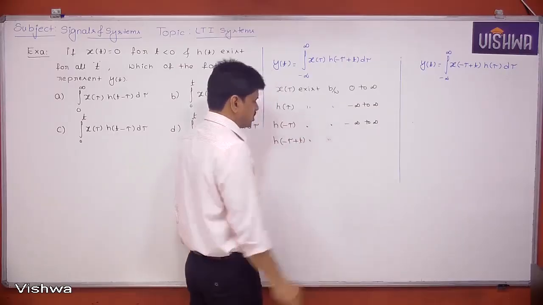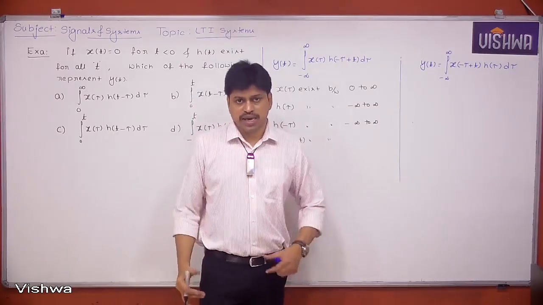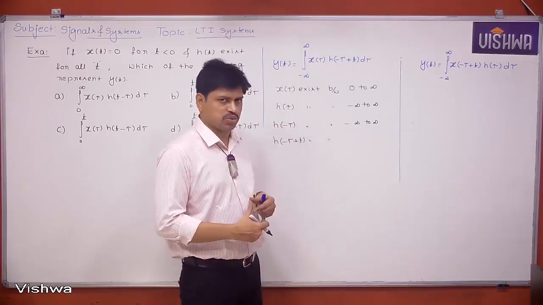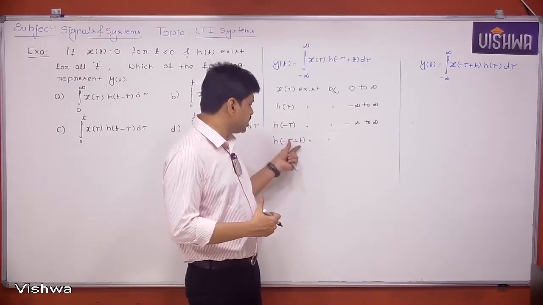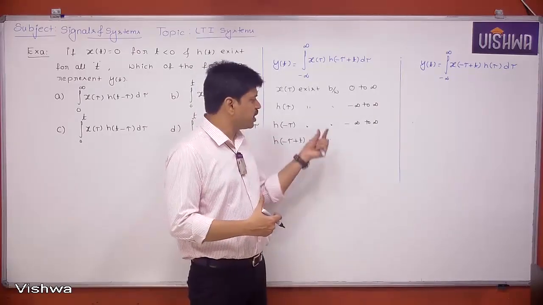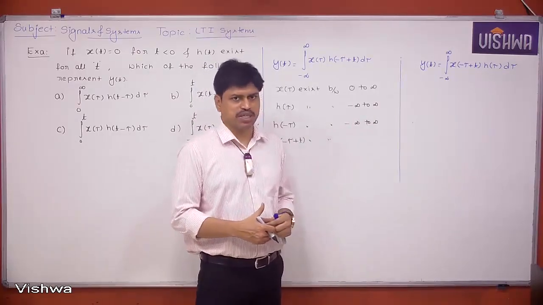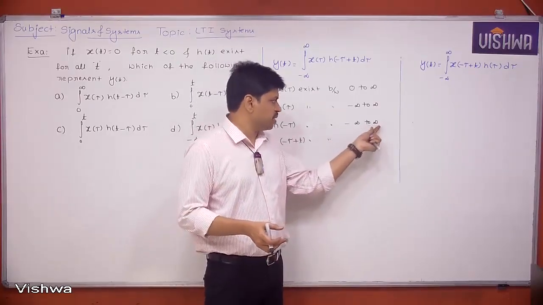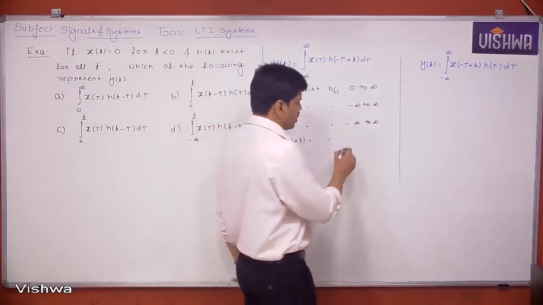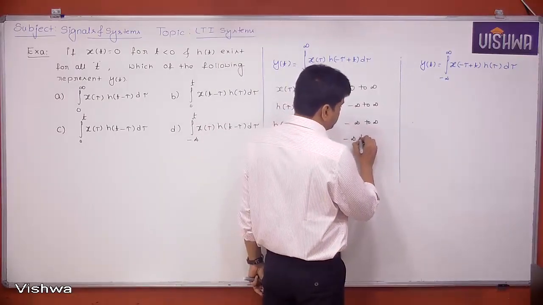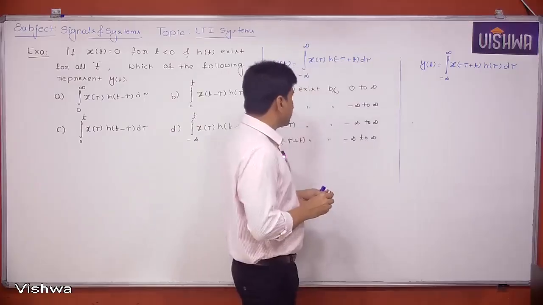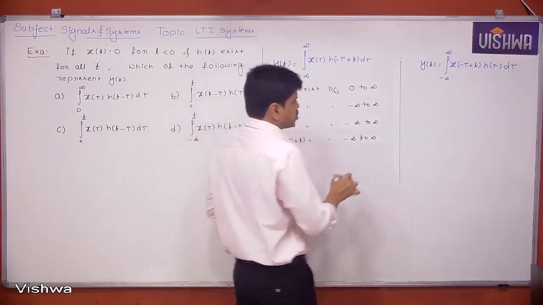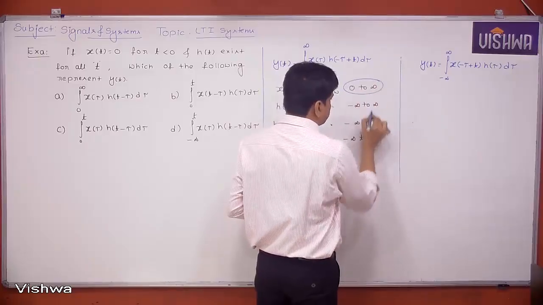Where this signal is existing, h of minus tau plus t. h of minus tau plus t means we have to delay the signal h of minus tau. So if I delay the signal by t, then definitely I am going to get again the same limits, minus infinity to plus infinity. There is no change, because if I add plus t here, it won't make any difference. Still we are going to get minus infinity to plus infinity. So we are having the two signals now, that is x of tau and h of minus tau plus t. So these are the two limits we got.